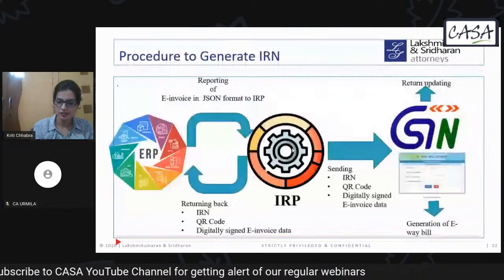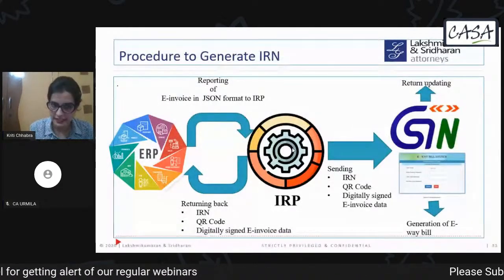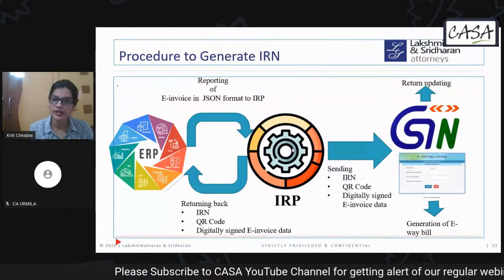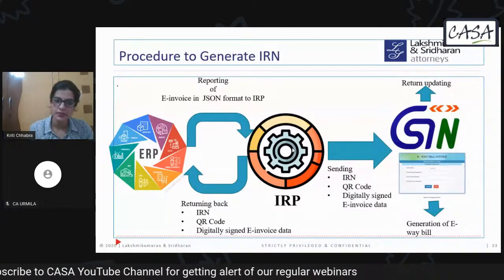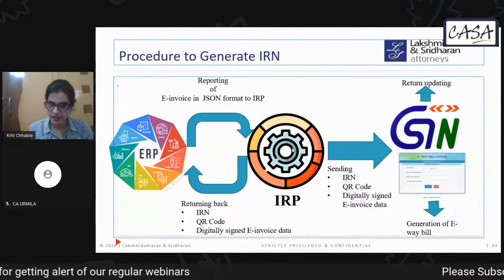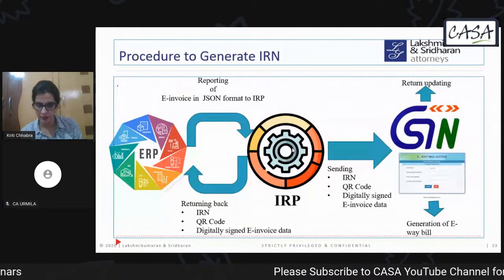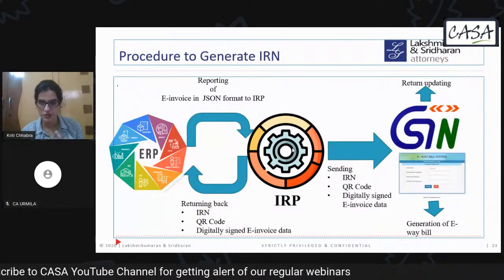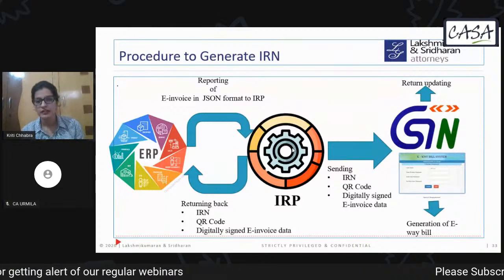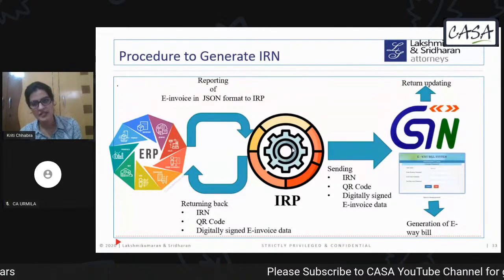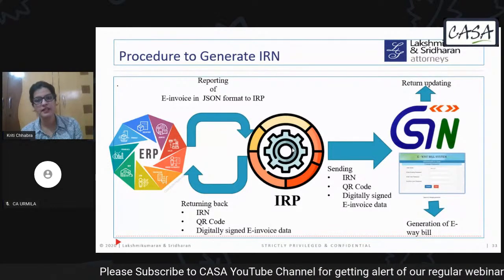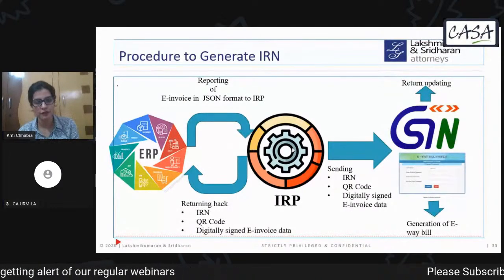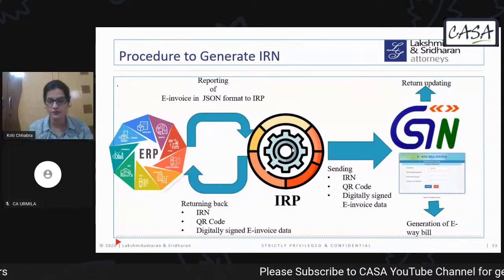So what are the basic features of this entire e-invoicing scheme? As I mentioned, you will go with the current mechanism only. You will continue generating your invoice on your ERP portal. Thereafter, reporting of e-invoicing data in the JSON format will be made on the IRP portal. That IRP portal will give you an IRN, a QR code, and a digitally signed JSON format, which should be readable in your system. Thereafter, the IRP will update your return as well as the e-way bill portal, so that the e-way bill can also be generated automatically, and similar details are there in your return, so that at the end of the month you are not required to file your details again in the return. So this is the whole process of e-invoicing.